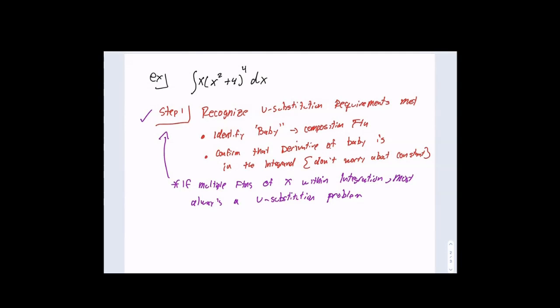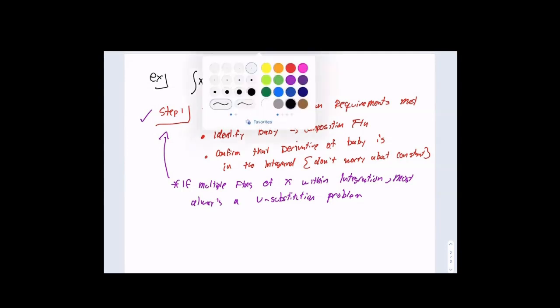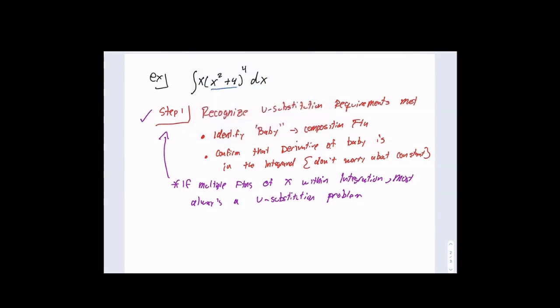Is there an x? Is there a plain old x attached, being multiplied in the integrand? The answer is yes. So I look at my x squared plus 4, and then I look at the other one. Now this is my baby, and I look at the x, and that comes from the derivative. So those are the two things I'm trying to check. Okay, x squared plus 4 can be my baby, and if x squared plus 4 is my baby, then the derivative is also there.